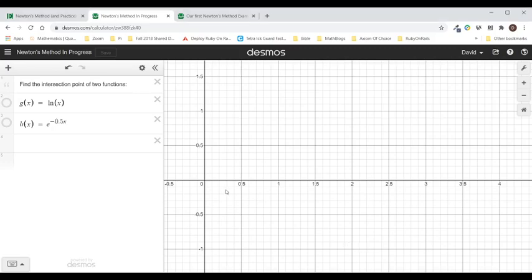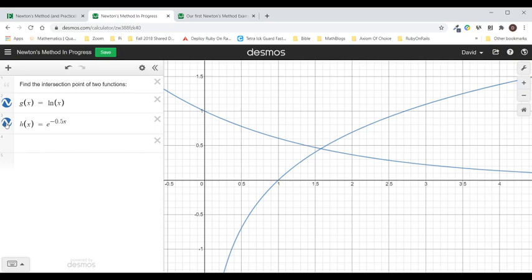Okay, what I'm going to try to do here is use Desmos to walk our way through Newton's method one whole time. This is a typical kind of example. We have two different functions. We want to find out where they intersect. If I just turn the functions on, you can see there's ln of x. You can see there's e to the minus 0.5x.